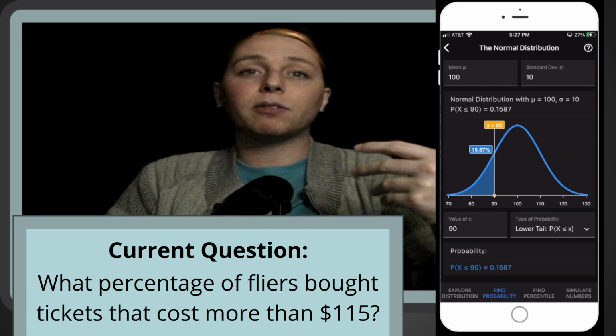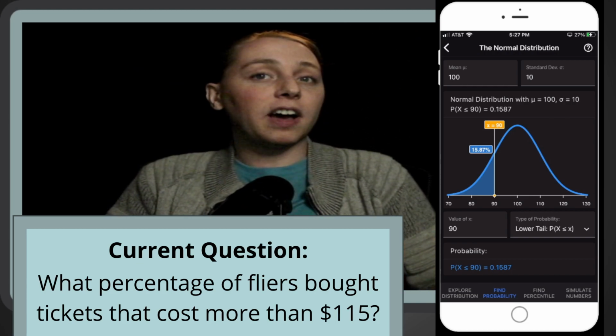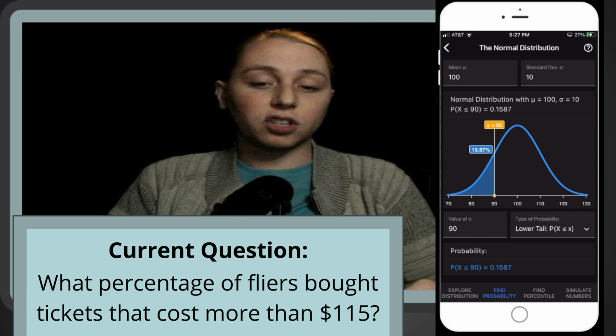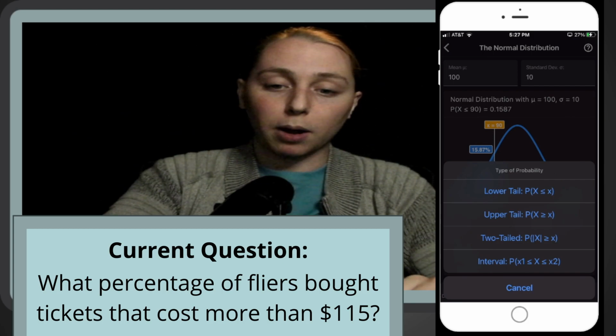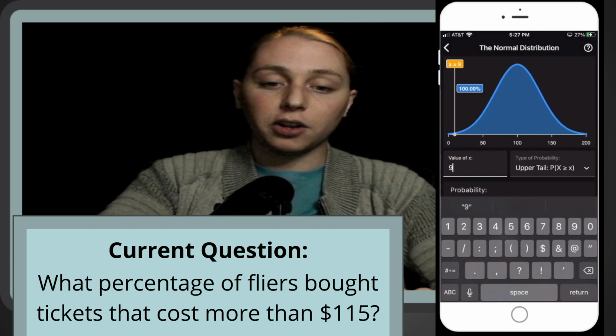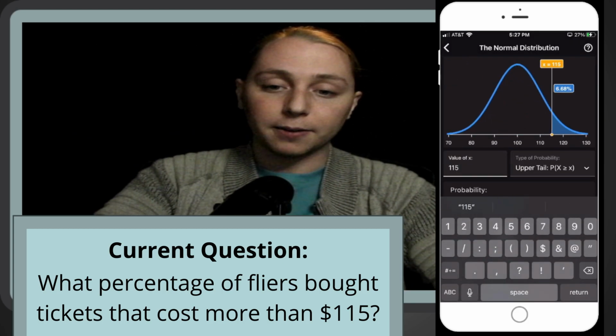Fortunately, the app can directly find the probability of a value more than 115, so let's try that out. Like I said, more, so let's go type of probability, upper tail, and our value we talked about was 115. Now that we've figured this out, about 6.68% of flyers paid for a ticket that was over $115.